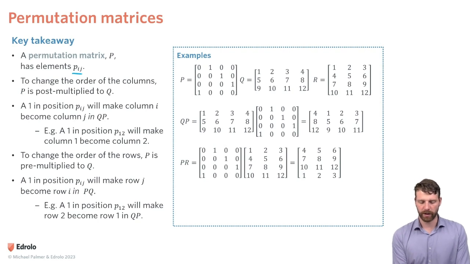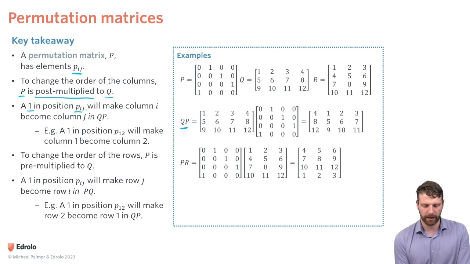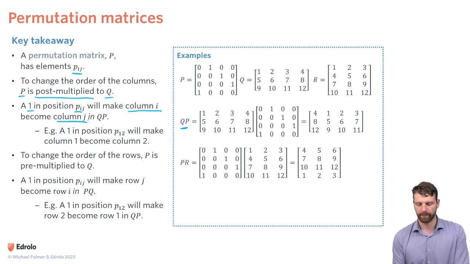To change the order of the columns, P is post-multiplied to Q. So here we can see QP, so that's P being post-multiplied. And what this will do is shift columns. So a 1 in position Pij will make column I become column J in the resulting matrix QP. To give a concrete example, a 1 in position 1, 2, so row 1, column 2, will make column 1 become column 2.